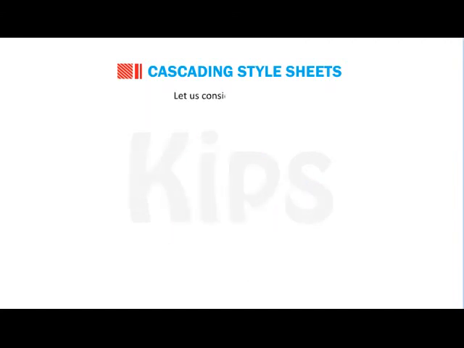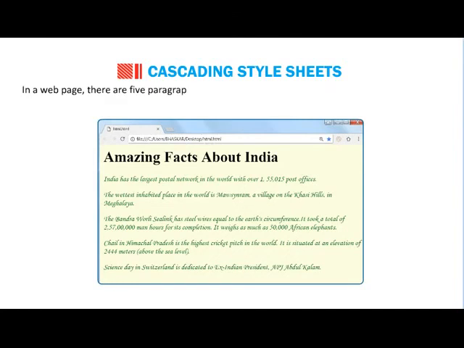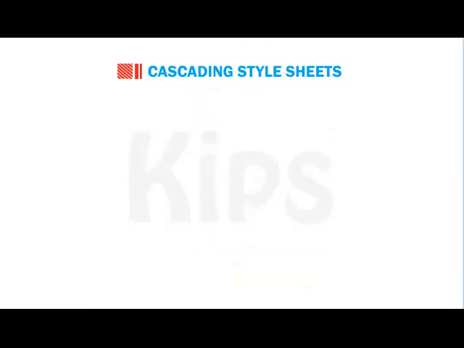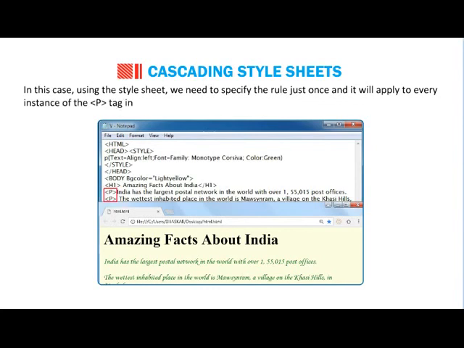Let us consider a scenario. In a web page, there are 5 paragraphs and we want all the sections to be green in color, left aligned and having font as monotype cursive. In this case, using the style sheet, we need to specify the rule just once and it will apply to every instance of the P tag in the document.